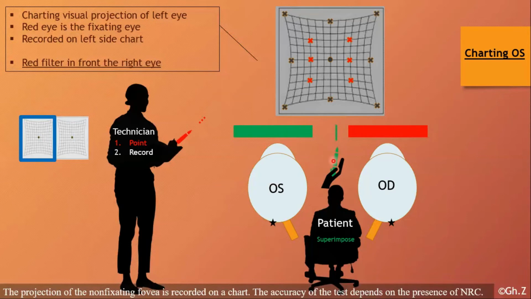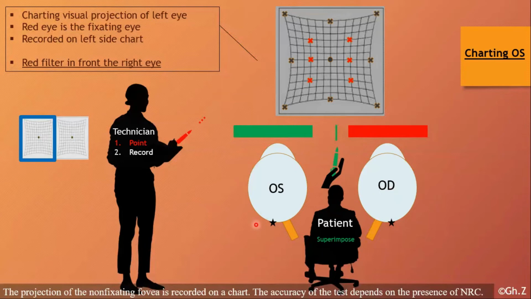Anyway, this is called charting of the left eye. Charting of the left eye means that the right eye is the fixating eye. I wrote here because the red filter is in front of the right eye, so the right eye sees only the red pointer. So this is the fixating eye, and we can now chart the behavior of the left eye.